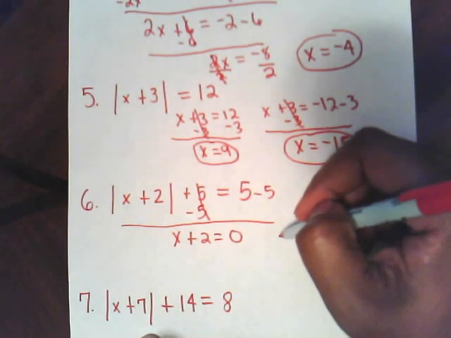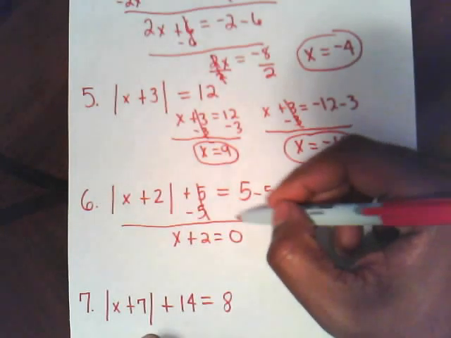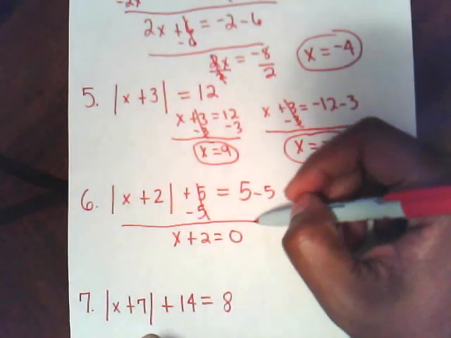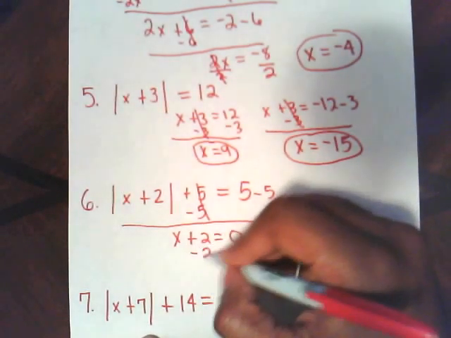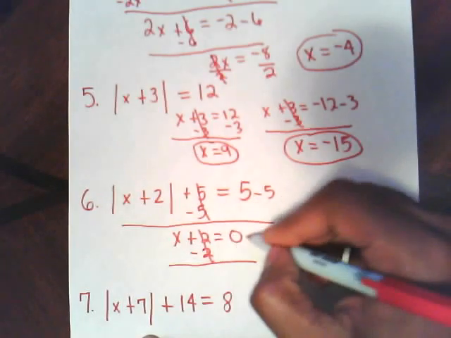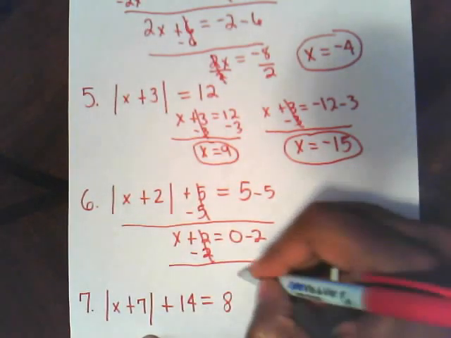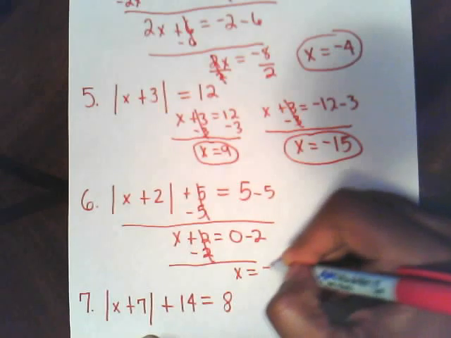Once they look at their notes, they'll see whenever the absolute value equation equals 0 after you isolate, there's only one solution. So this is the only problem we must solve. We subtract 2 on both sides. 0 minus 2 is negative 2. So that's our answer.